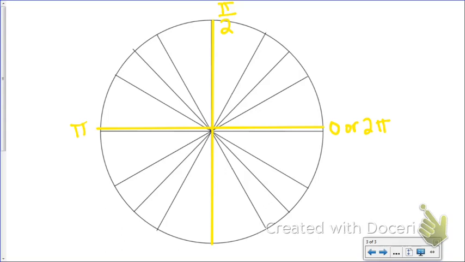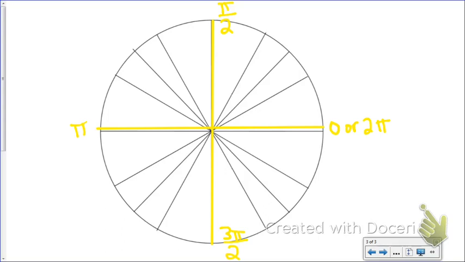So then I need halfway between pi and 2 pi. Halfway between 1 pi and 2 pi is 1.5 pi. But again, we're going to write that as an improper fraction. So halfway between 2 over 2 pi and 4 over 2 pi is 3 over 2 pi. So we're going to write that as 3 pi over 2. So that's my 1.5 pi.